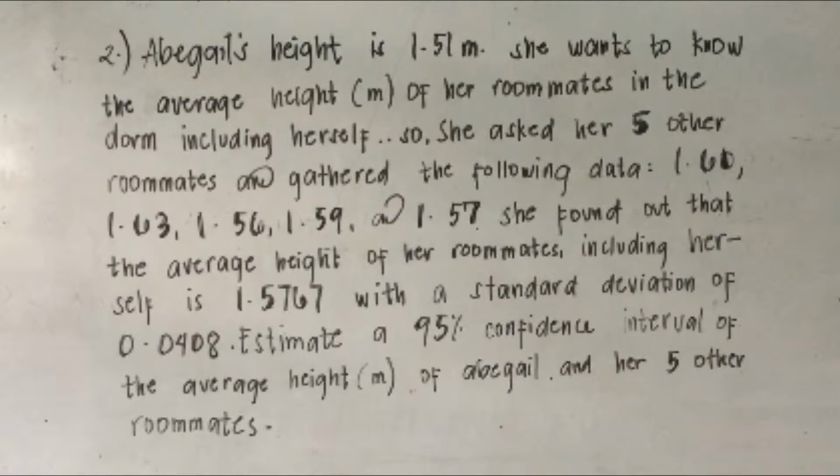Problem number 2. Abigail's height is 1.51 meters. She wants to know the average height in meters of her roommates in the dorm, including herself. So she asked her 5 other roommates and gathered the following data: 1.60, 1.63, 1.56, 1.59, and 1.57. She found out that the average height of her roommates including herself is 1.5767 with a standard deviation of 0.0408. Estimate a 95% confidence interval of the average height in meters of Abigail and her 5 other roommates.